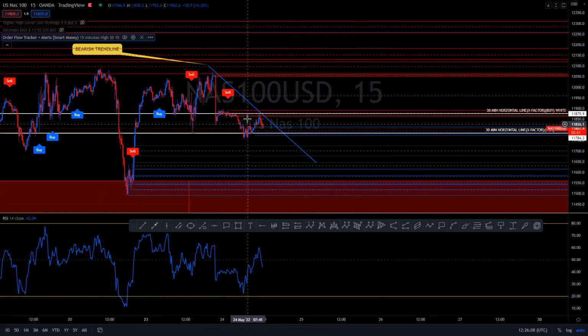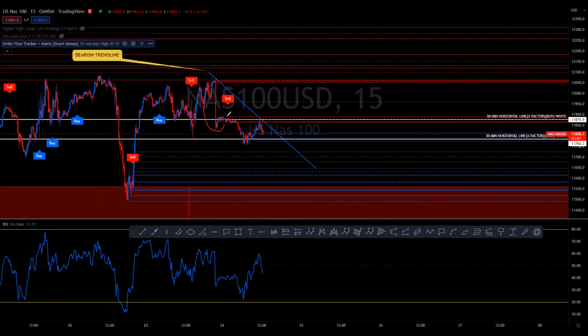So as we can see here, this is the most recent big move. So this created a lot of imbalance in the market here that they're going to have to fill. This move also created imbalance in price as well.